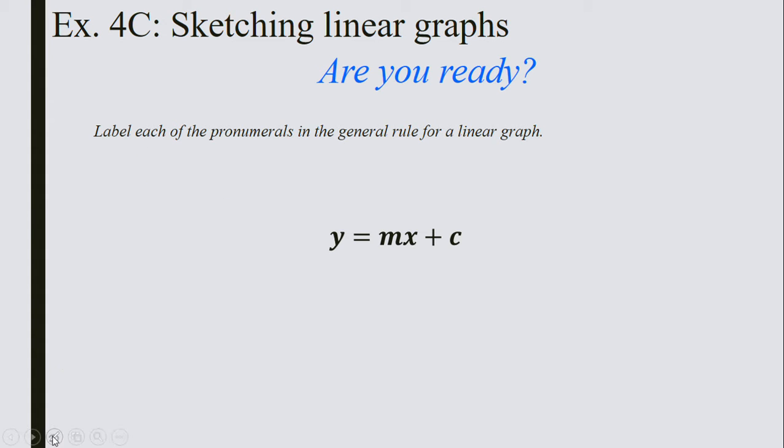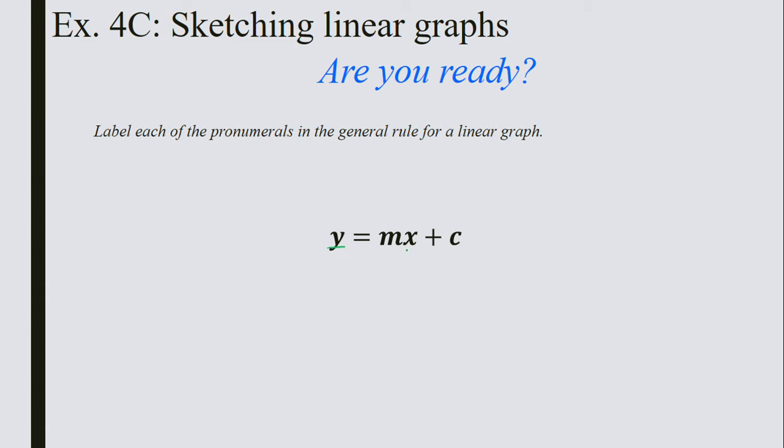We're going to start by labeling each of the pronumerals in the general rule for a linear graph, and that's given on the screen here, nice and big and bold. y = mx + c, with what each of those means. So just as a bit of review, y is what we call our dependent variable. It has a few different names. I prefer dependent variable. So this is the one that will change depending on x, the independent variable.